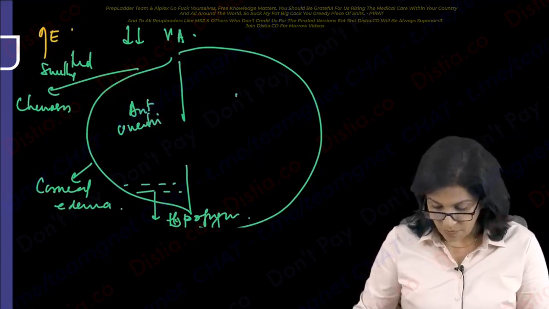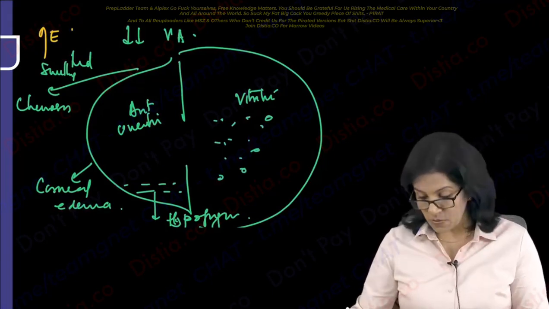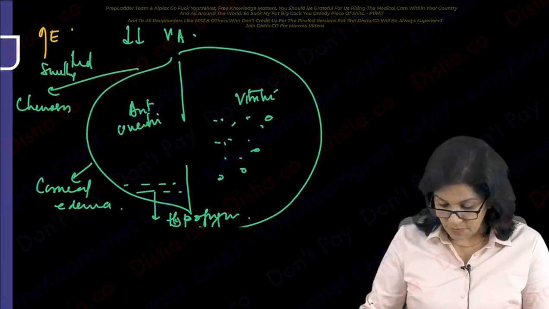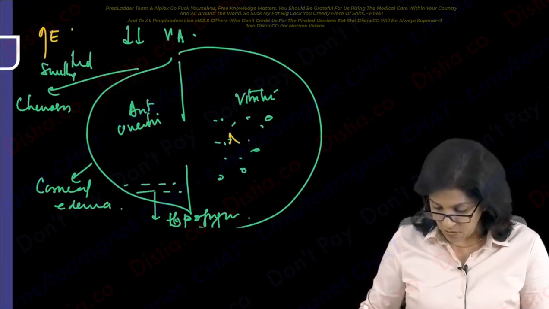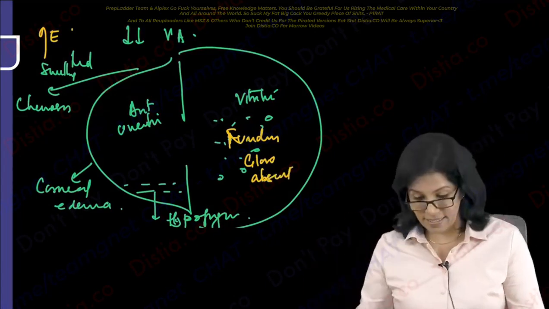Of course, I told you about vitritis being the hallmark. So you see a lot of inflammatory cells and exudates in the vitreous, and because of this the media is so hazy. Very important finding: no fundal glow. Fundal glow is absent in severe and late cases.